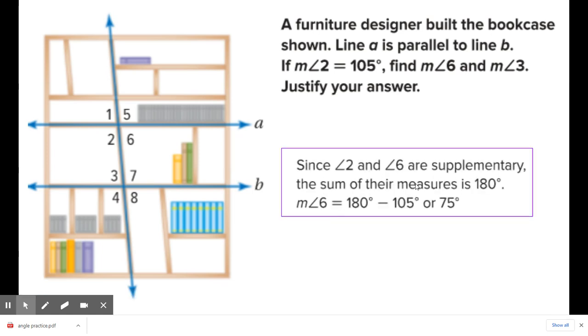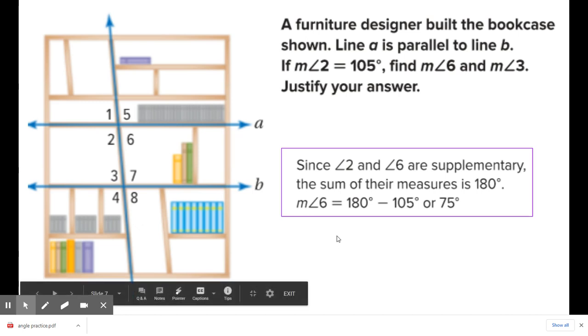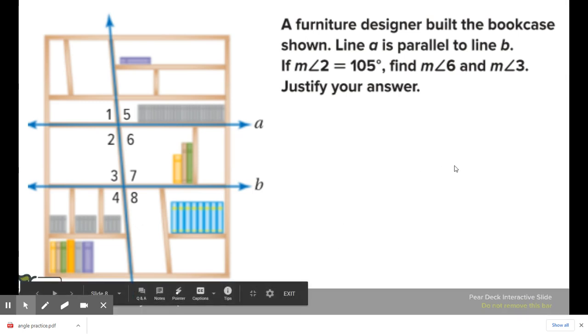Since 2 and 6 are supplementary, the sum of their measures is 180. The measure of angle 6 is 180 minus 105, since we know angle 2 is 105. So 180 minus 105, the measure of angle 6 has to be 75. You're going to do it because they're supplementary. Now the measure of angle 3, that would be the next one.